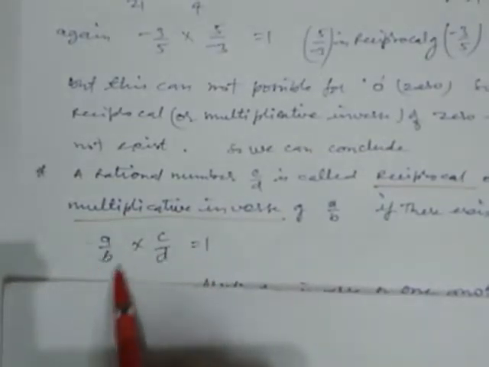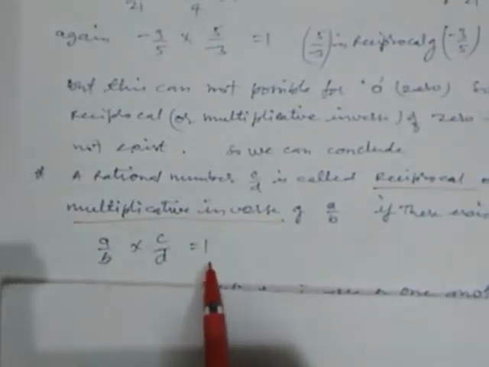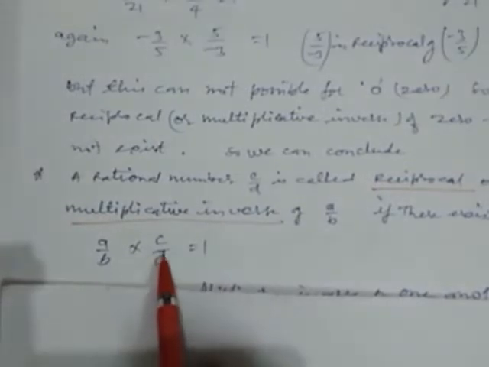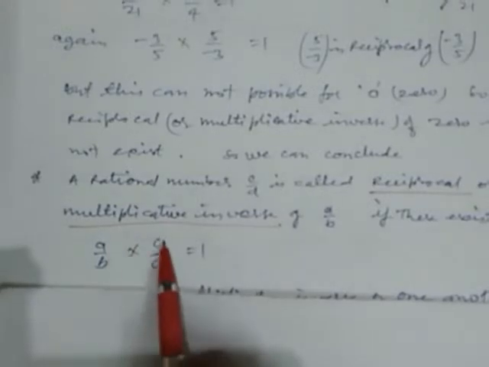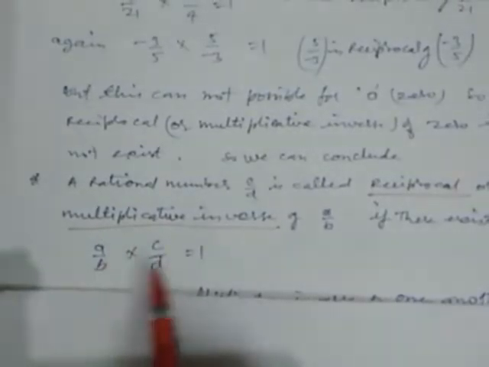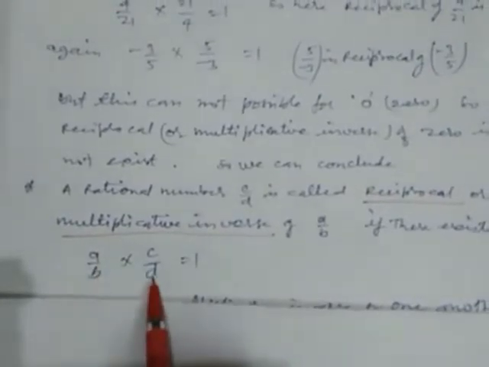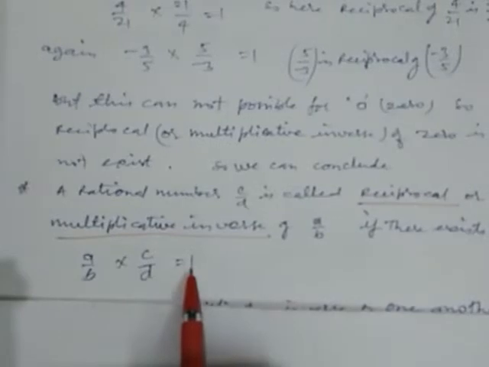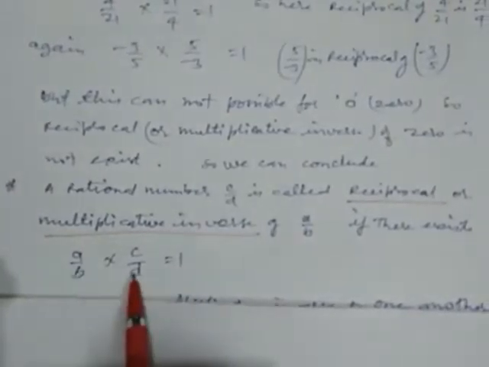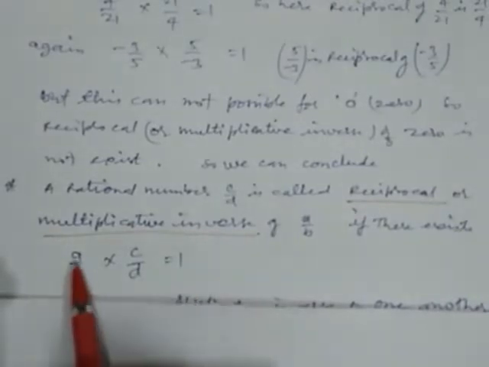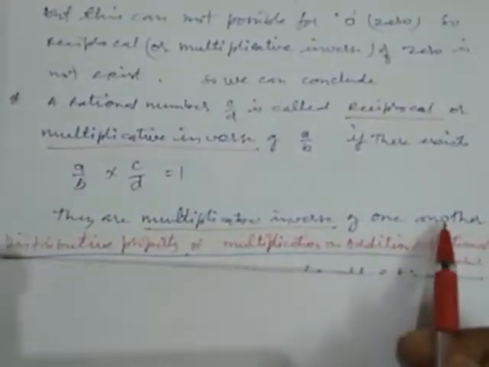Here this number multiplied by this gives 1, which is the multiplicative identity. This time, C by D is the multiplicative inverse of A by B or the reciprocal of A by B, and A by B is the reciprocal of C by D or the multiplicative inverse of C by D. Okay, this is the expression by which we conclude that when two numbers multiply by each other and we get 1, then they are multiplicative inverses of one another.